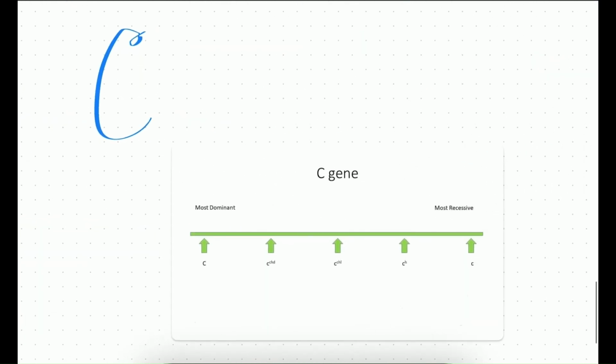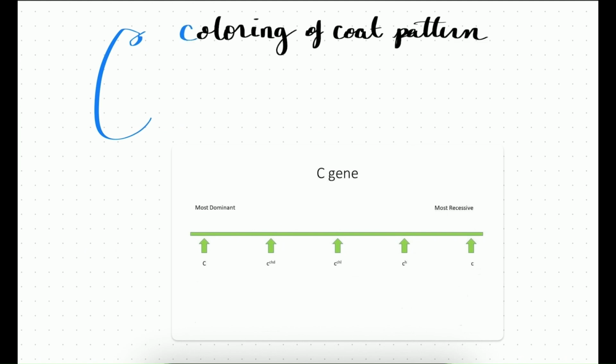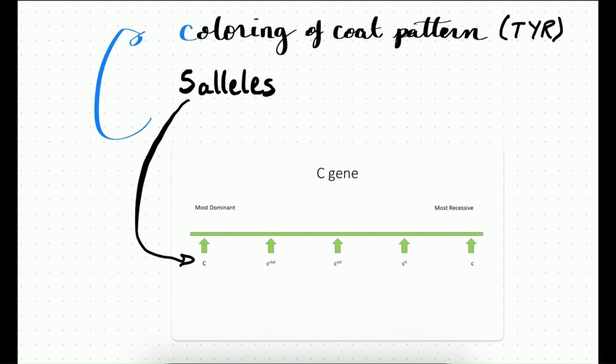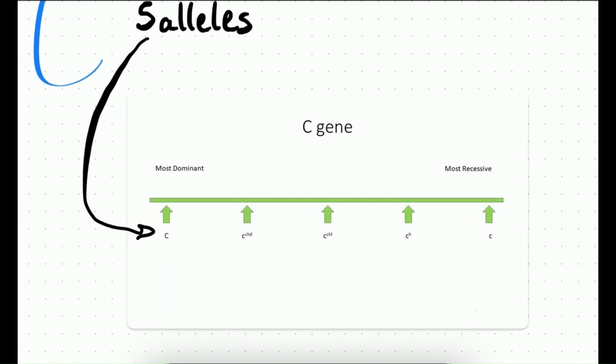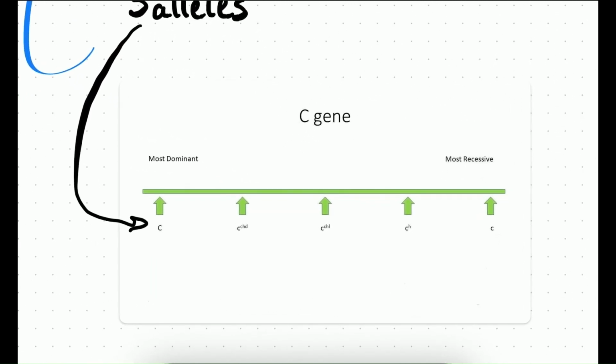Now the C gene. The C gene controls the coloring of the coat. The C gene, scientifically known as TYR or tyrosinase gene, controls the coloring of the coat. In order of descending dominance, the C gene has 5 alleles. So buckle up. We have big C. Then we have little c with CHD. Then little c with CHL. And then we have little CH and little c.